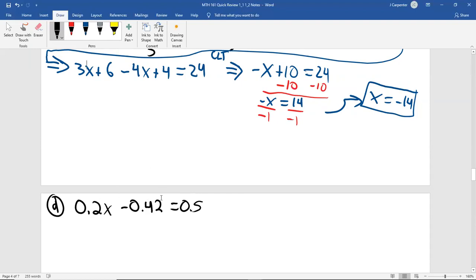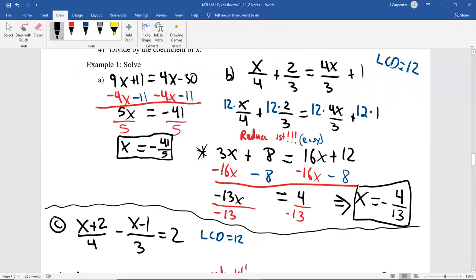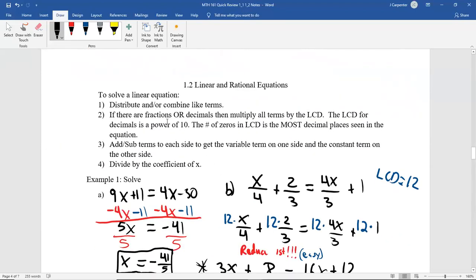So you can find an LCD and you can multiply by the LCD and thus get rid of the decimals. So that's step 2 before. It said the LCD for decimals is a power of 10. The number of zeros in the LCD is the most decimal places seen in the equation. It's not add up all the decimal places, it's the most that you see out of any particular one.